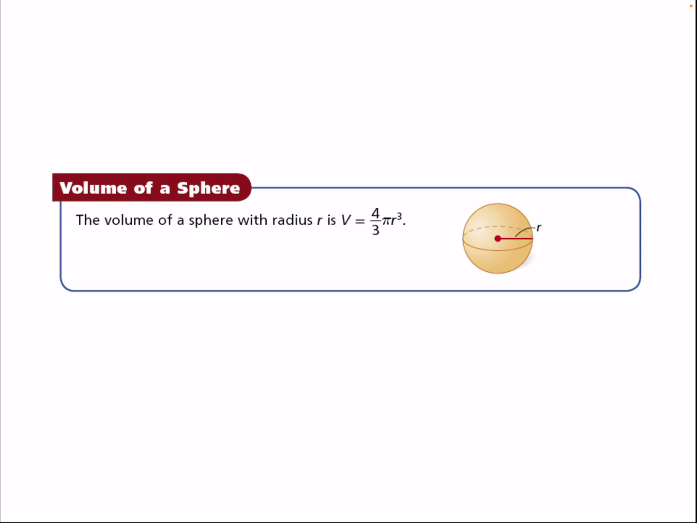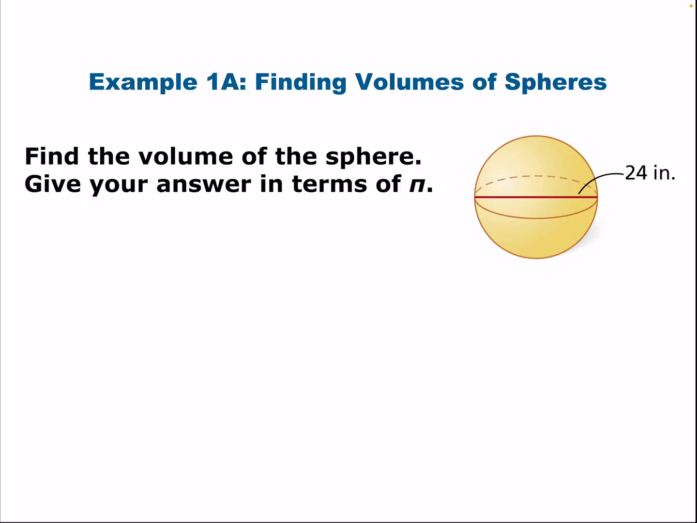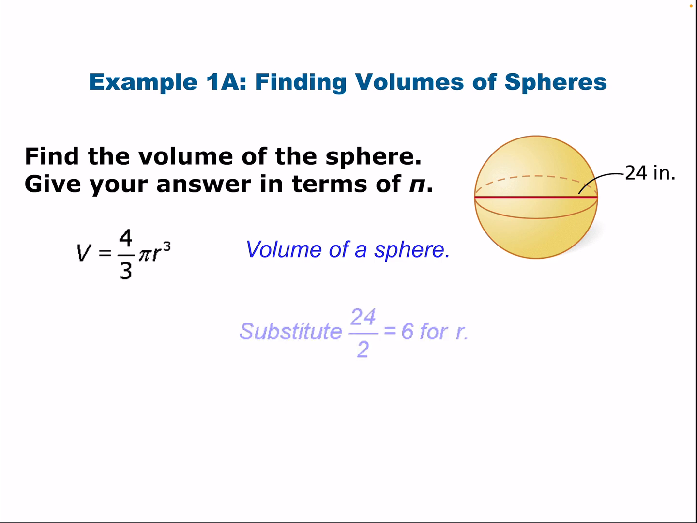So again, we take our formula. Find the volume of a sphere, give your answer in terms of pi. We know the diameter is 24, but our formula is 4/3 times pi times the radius cubed, so we need the radius, which means the radius is 12. Plug that in. 12 cubed gives me 1,728.